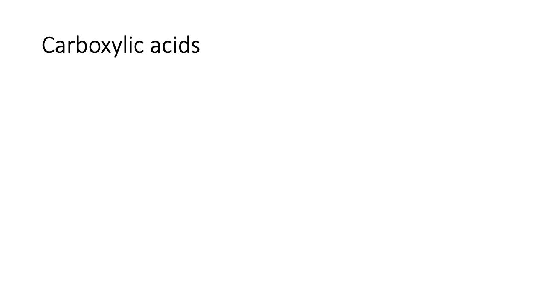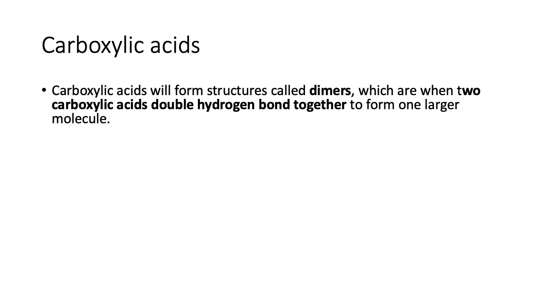Okay. So when you have the double hydrogen bond there, those hydrogen bonds are very strong and they hold the two molecules together and they form a structure called a dimer. Okay, so that's when the two carboxylic acids double hydrogen bond together to form one larger molecule.